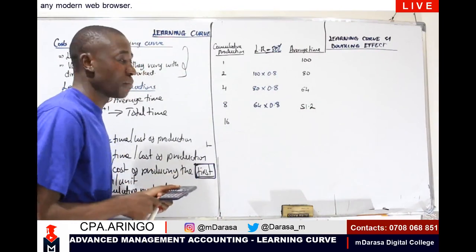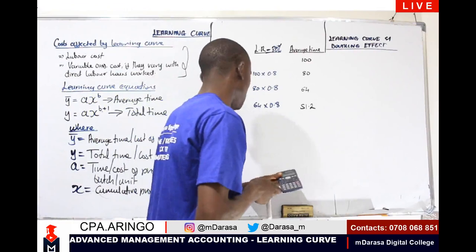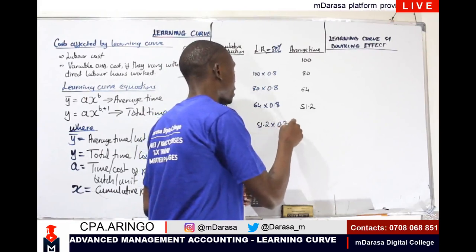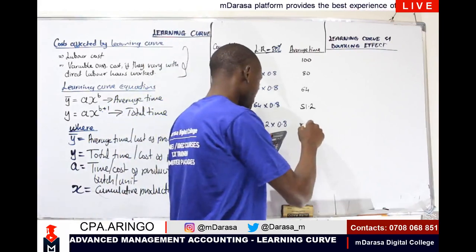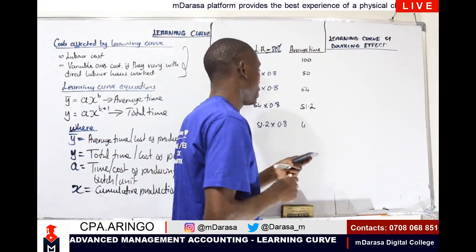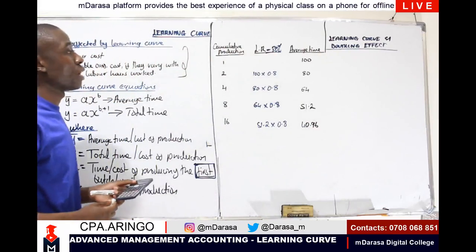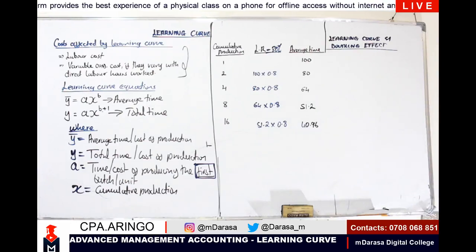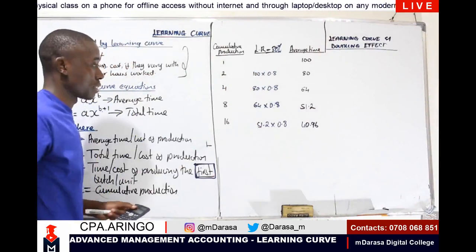Then to determine the average time of producing the 16 batches, we take 51.2 by 0.8, the learning rate, to give us 40.96. So ideally, my good students, this is how the concept of the doubling effect will always affect our data.